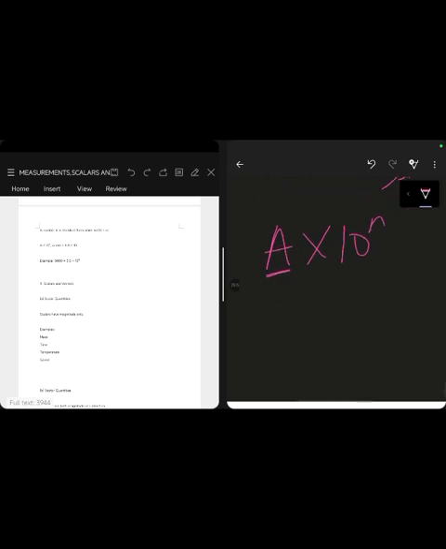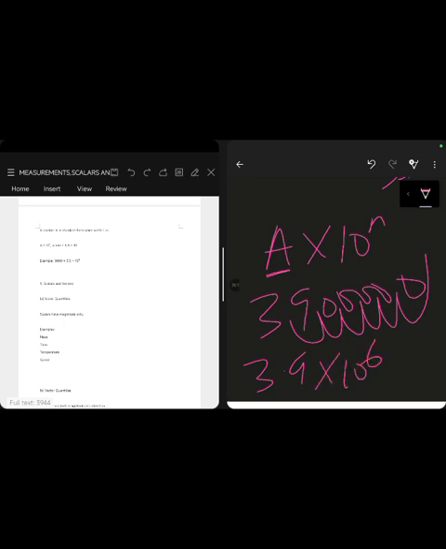So instead of writing large numbers like 3900000, you can just write it in standard form. If I move 1, 2, 3, 4, 5, 6, I'll have 3.9 times 10 raised to the power of 6. Now, why is this 6? Because the place value is increasing from units, tens, hundreds, thousands, tens of thousands, hundreds of thousands.